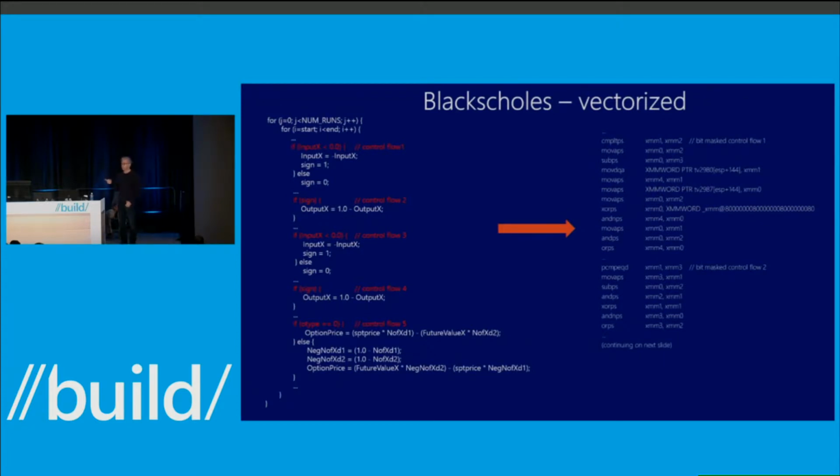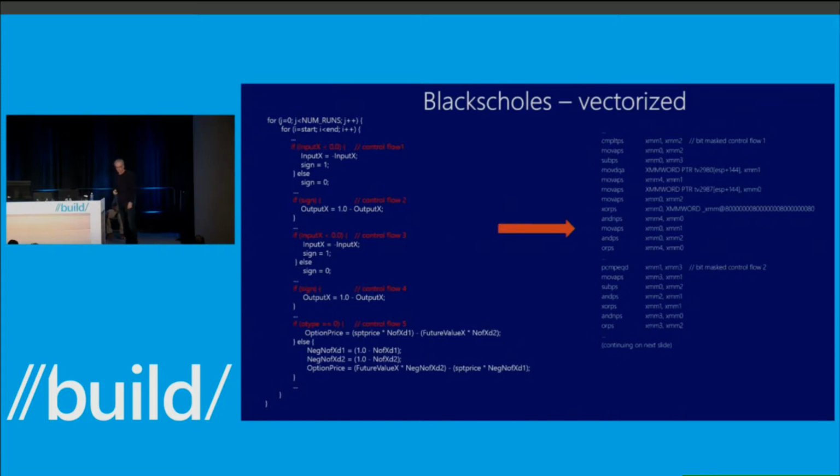So for those of you who are not familiar with assembly language, that's what we turn the Black-Scholes key loop into. This is an incredibly important loop for financial applications. And you can see each of those red statements as some complex control flow. And that's the assembly language, which may look like Klingon to some of you. But the point I want to get across is that that is straight line code.